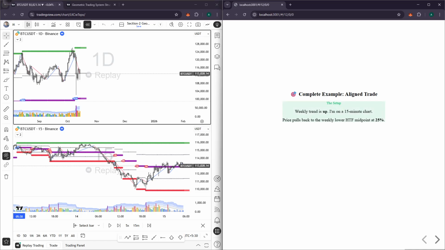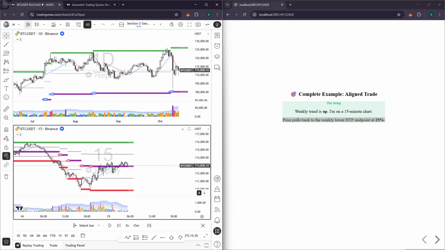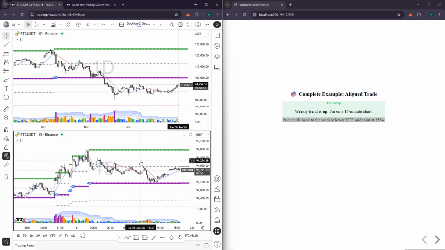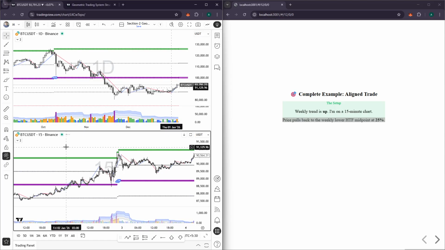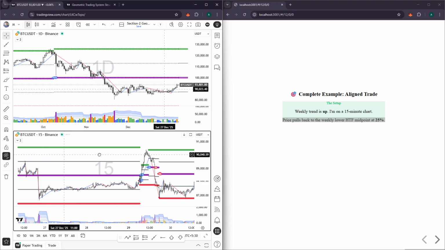I've shown you a couple of trades, but let's go through another one. Check out if the weekly or daily trend is up or not. And I'm on the 15 minutes chart, right? So price pulls back to the weekly lower HTF midpoint, which is 25%. So as I come here, you can see this example is talking about this one here.